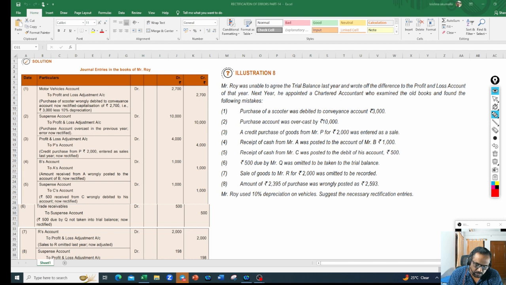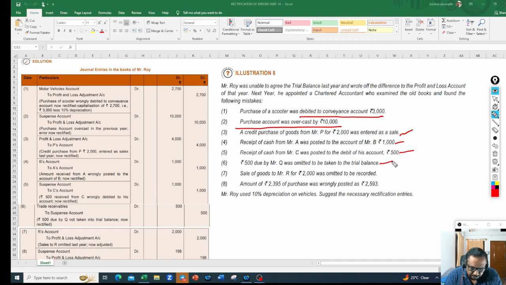Purchase of a scooter was debited to conveyance account, 3,000 rupees. They purchased a scooter but debited to conveyance account last year. Purchase account was overcast by 10,000. Credit purchase of goods from Mr. P for 2,000 was entered as a sale. Receipt of cash from Mr. A was posted to the account of Mr. B, 1,000. Receipt of cash from Mr. C was posted to the debit of his account, 500. 500 rupees due by Mr. Q was omitted to be taken to the trial balance.